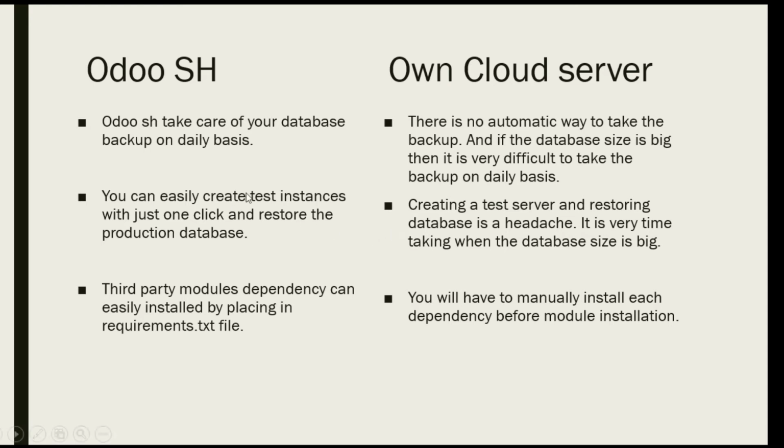Installing third-party modules on Odoo SH is very easy. There is just a single button on the App Store. Whenever you click this button, the module will be automatically installed, and you can easily install the dependencies of that module by just adding them into a requirements.txt file. On the other side, if you have to install a third-party module, you will have to manually install the Python dependencies or any other dependencies, which requires technical knowledge.